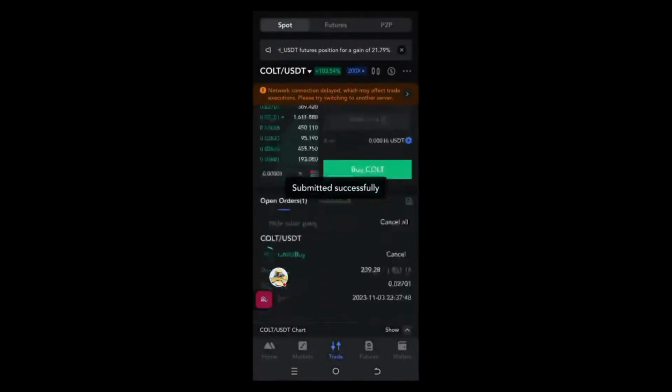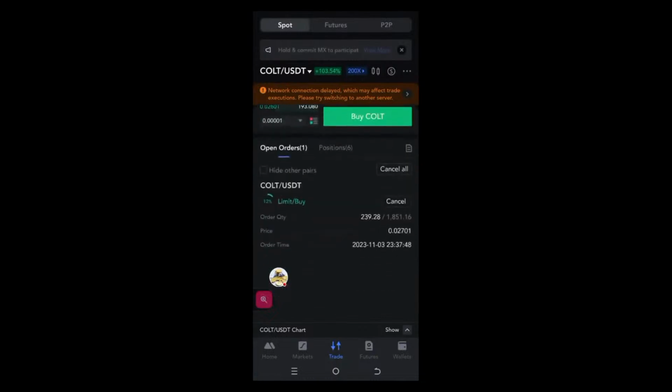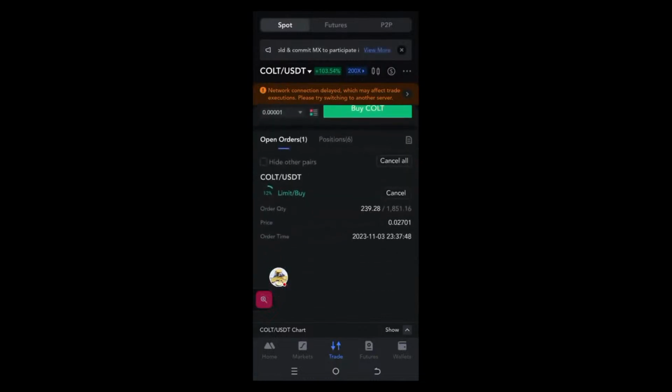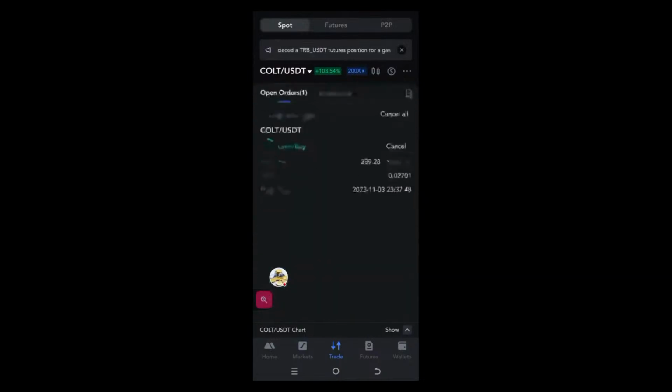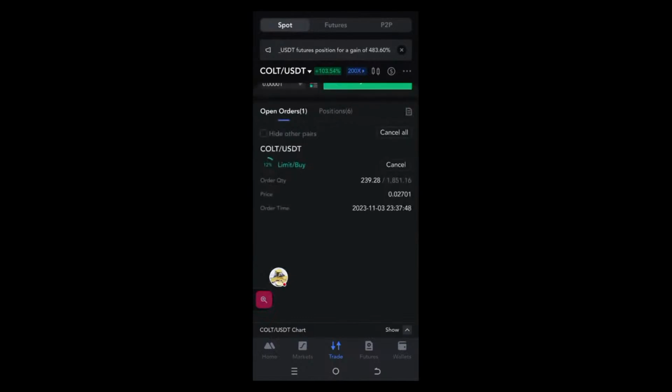Let's see if this will work. Submitted. We're in the queue. Oh, it bought. Some of it got bought. 12%. We could actually adjust it. No, I think I could, but it's not adjustable. Since we bought part of it, we just have to go with it. We'll just buy the rest.